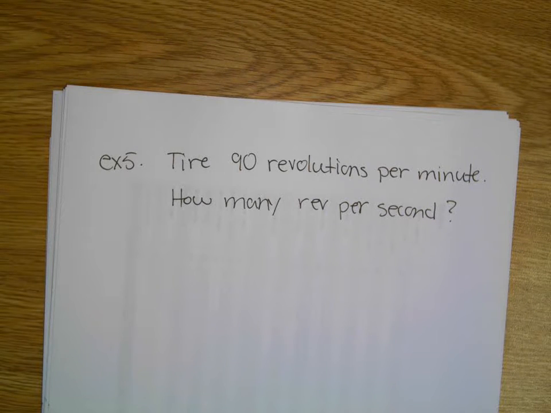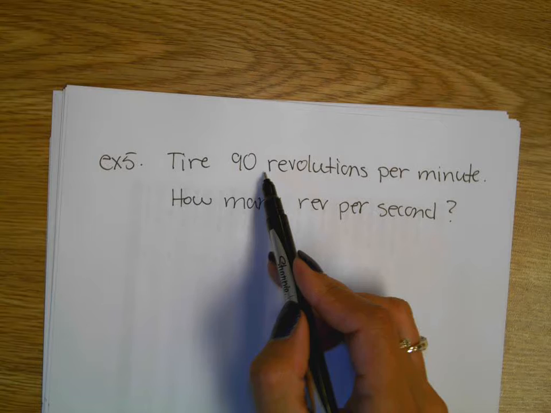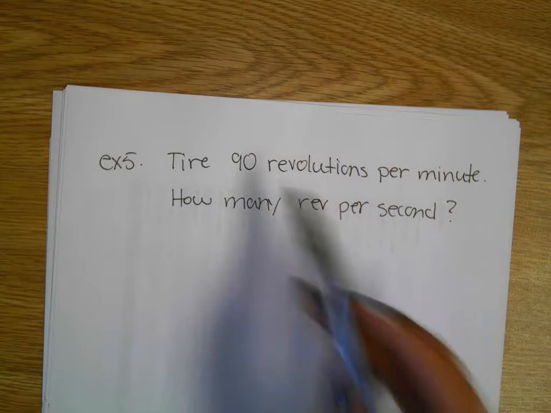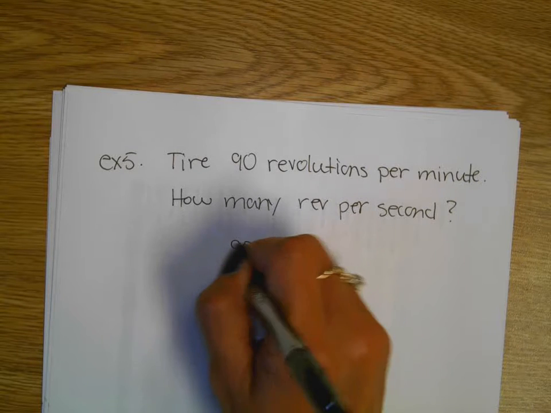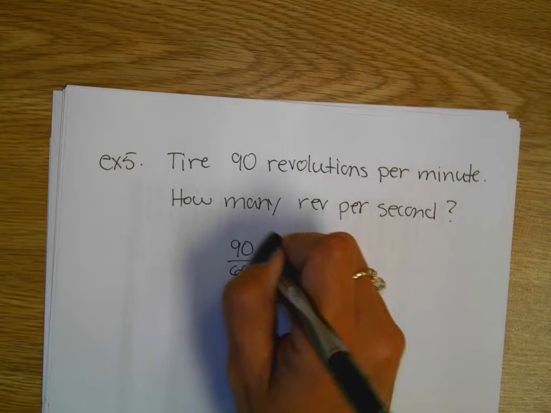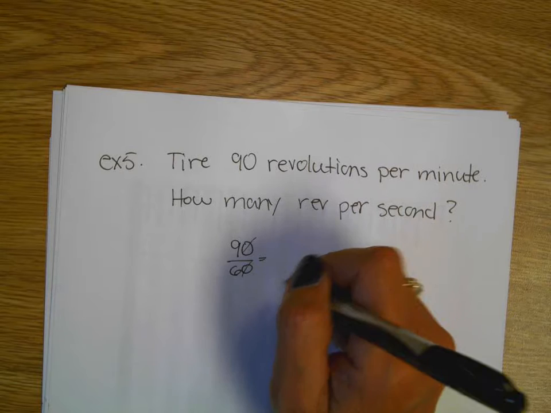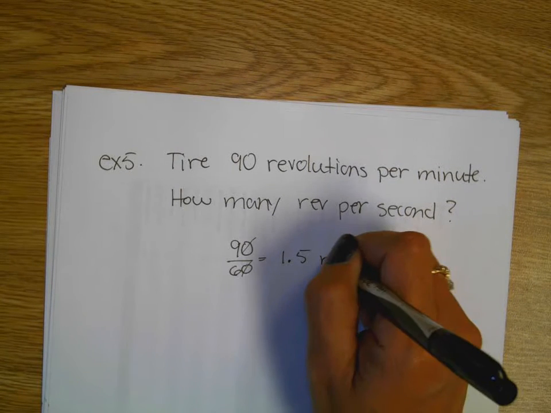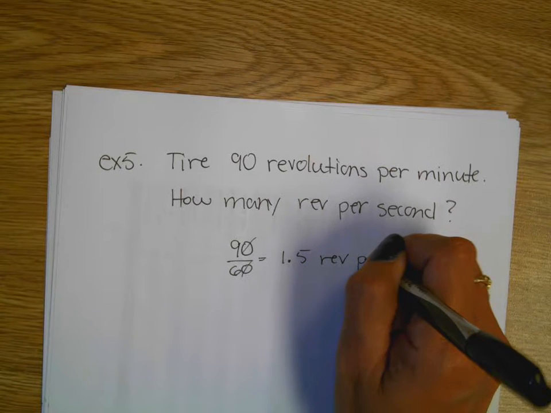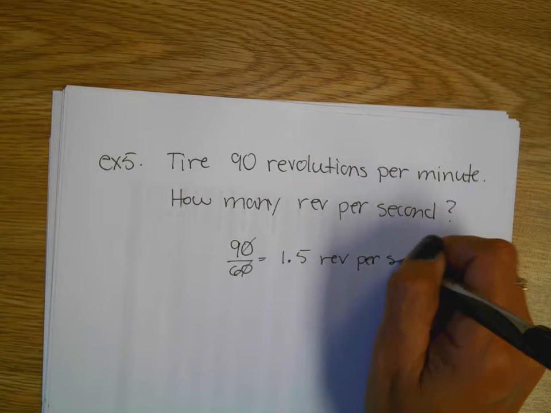I had to explain the error of those ways. It is divide, because in 1 minute there's 60 seconds. So I want to take this full minute, divide it into 60 equal chunks to see what's in one of those little chunks. So 90 divided by 60. Let's see, that goes into there 1.5 revolutions per second.